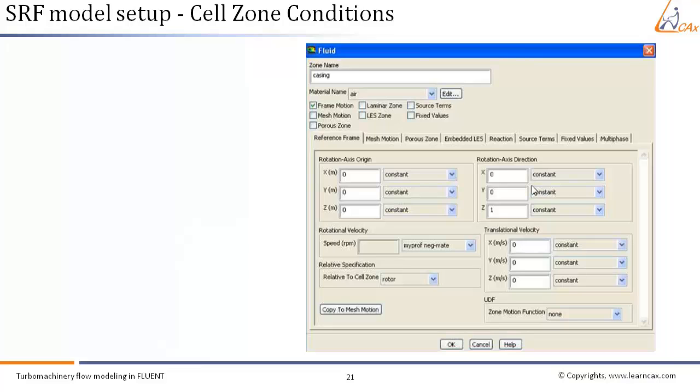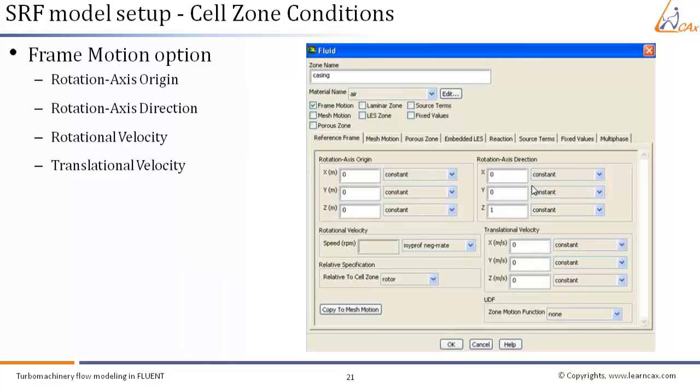Now, after selecting the velocity formulation, we have to set up the cell zone inputs. First, select the frame motion option button and click on the reference frame tab, which is this particular tab. We have to click here and this tab opens up. Here we have to provide all the types of inputs which are needed for setting up the moving reference frame problem. Now we will see one by one what inputs are required.